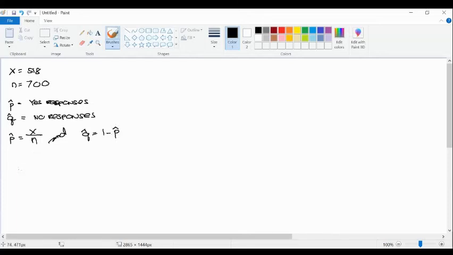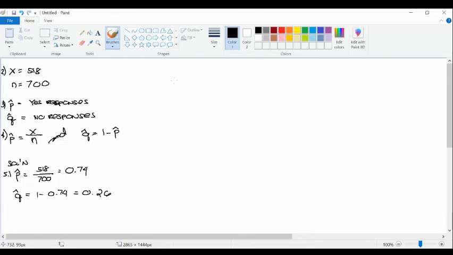So next, we're going to substitute the given values in the computing formula. For the P hat, so solution, this will be our second step, our third step, and our fourth step. Remember, our first step is to determine what is asked. So for your solution, P hat is equal to 518 over 700, which is equal to 0.74. Now, for your no responses, that is Q hat, that will be 1 minus 0.74, which is equal to 0.26.